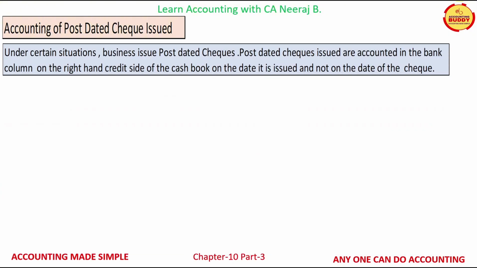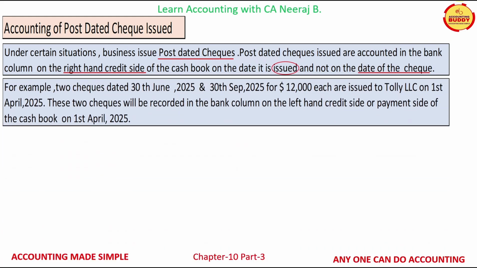Under certain situations, businesses issue post-dated checks. Post-dated checks issued are accounted in the bank column on the right-hand credit side of the cash book on the date it is issued and not on the date of the check. For example, two checks dated 30th June 25 and 30th September 25 for $12,000 each are issued to Toli LLC on 1st of April 2025.